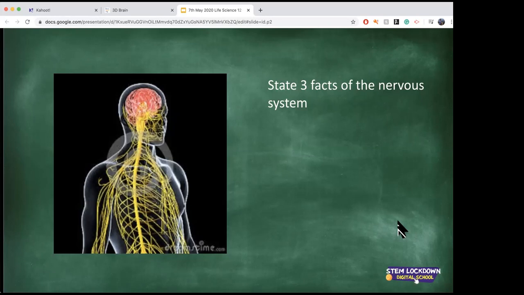Your brain also can't feel. Your brain has no feeling. So even though it's the hub of all these sensory processes, the brain itself has no feeling.